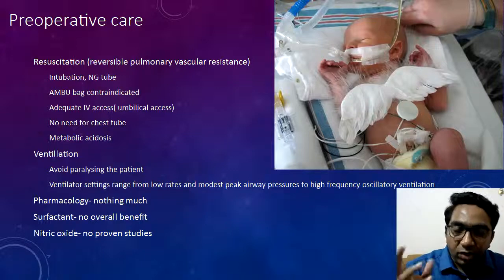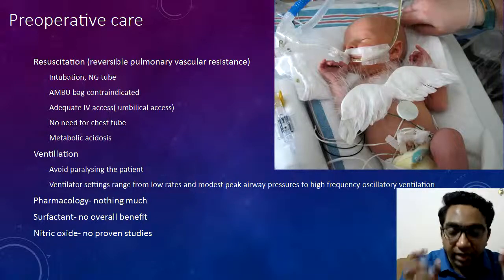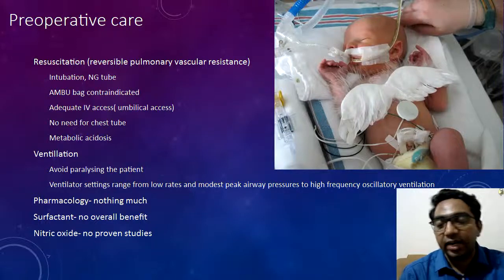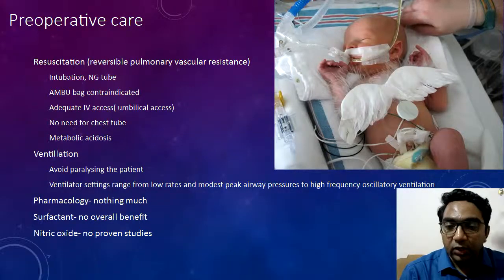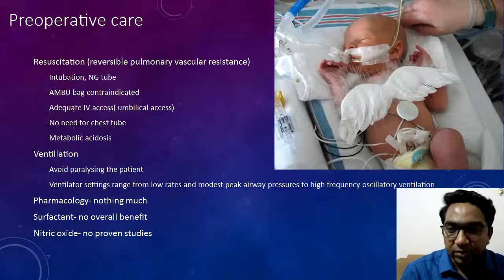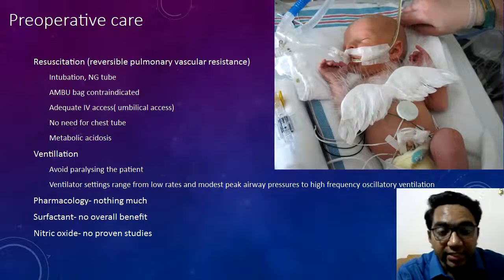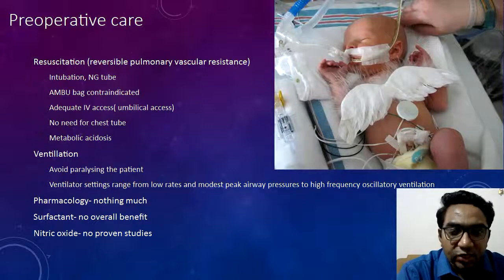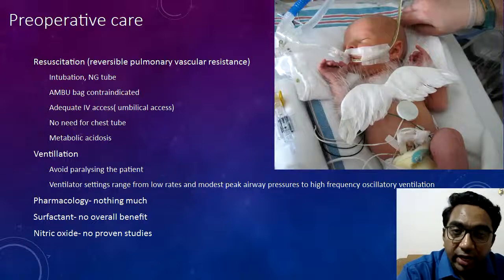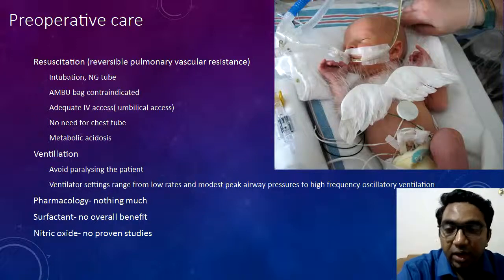So when the bowel is filled with air, there is more chance for an increased herniation of contents to the thorax, which causes increased pulmonary problems. Adequate IV access, umbilical line is preferred. No need for a chest tube in case of congenital diaphragmatic hernia, and the patient will have metabolic anomalies like metabolic acidosis, which also has to be corrected.